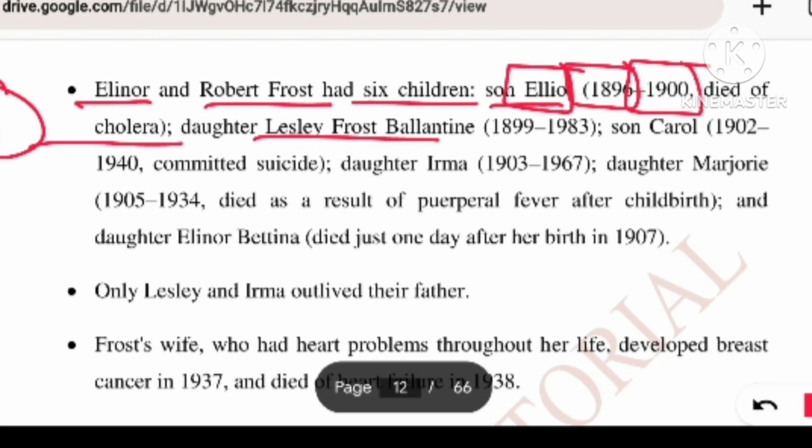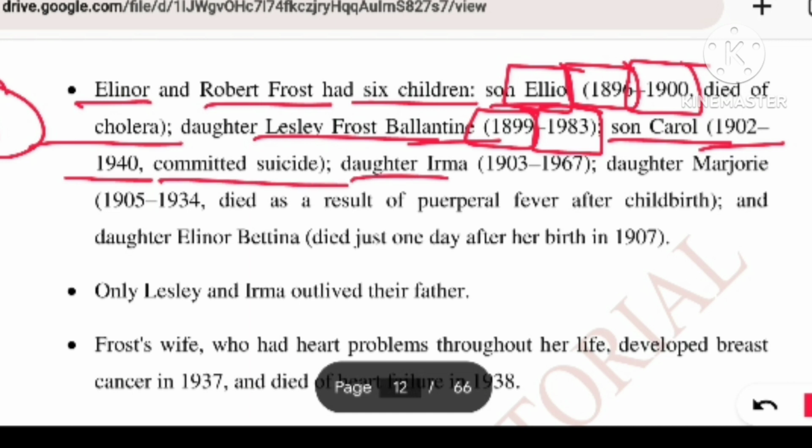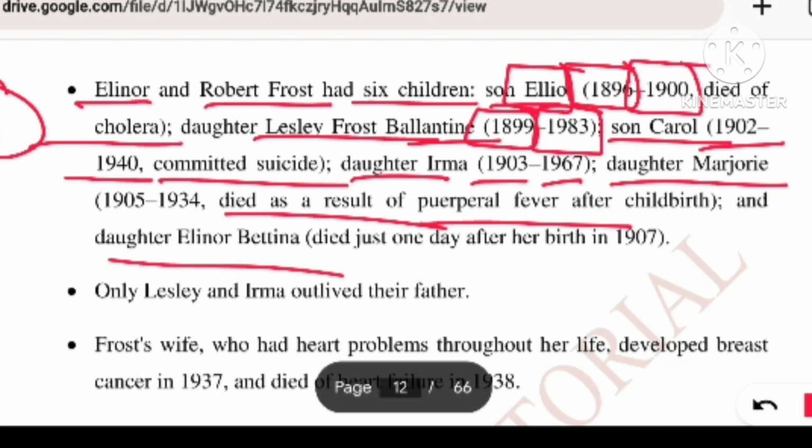Daughter, Leslie Frost Ballantyne, born in 1899 and died in 1983. Now see, son Carol was born in 1902 and died in 1940. At the age of 38 he committed suicide. Daughter Irma, 1903 to 1967. Daughter Marjorie died as a result of puerperal fever after childbirth. Next, daughter Eleanor Bettina died just one day after her birth in 1907.